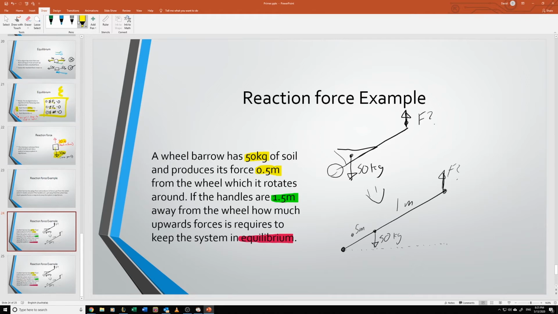Oh, hold on, we do. Let me get that green. How much upwards force? So we know the force is upwards, so we even have a direction. Is required to keep the system in equilibrium.